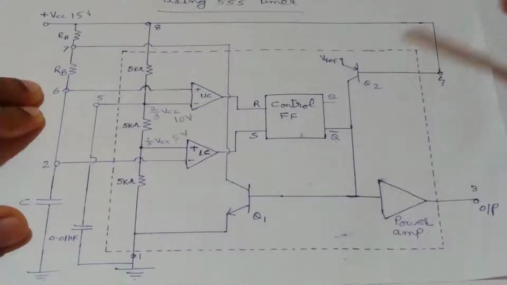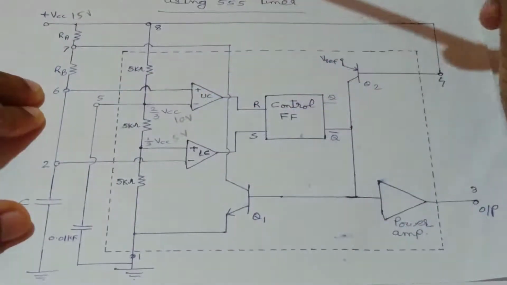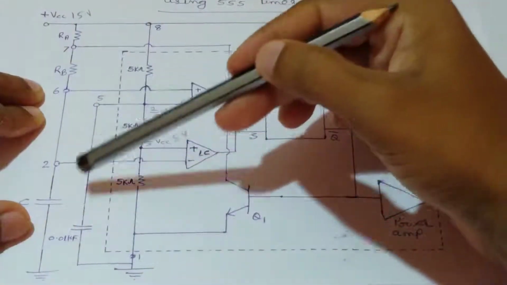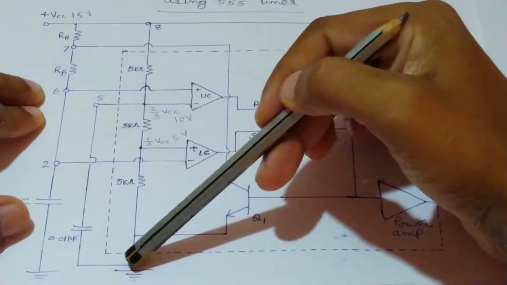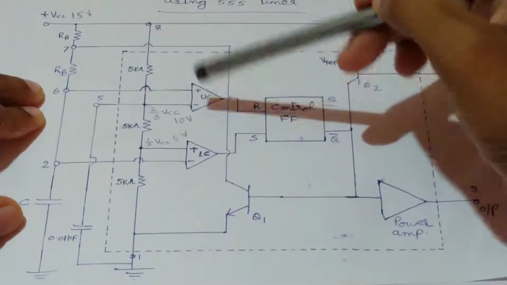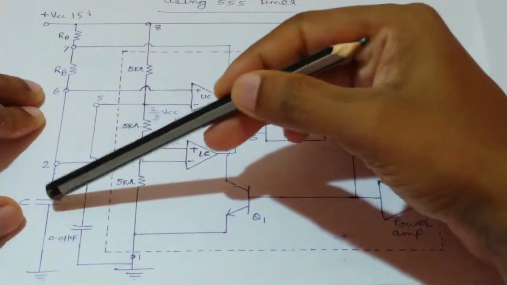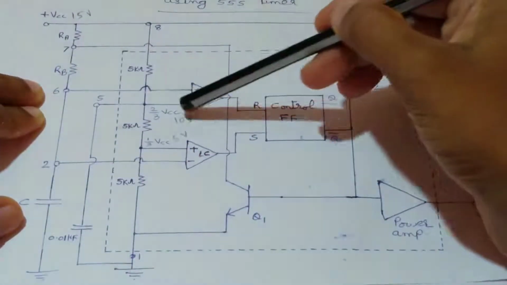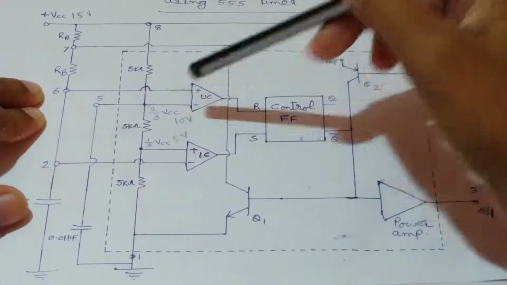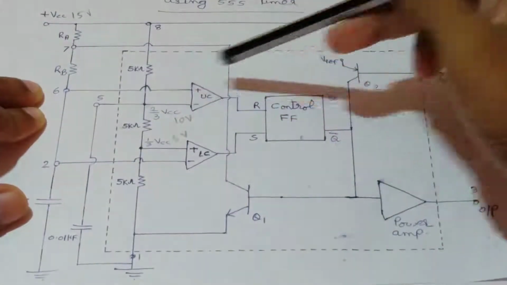Then when we consider a normal Astable Multivibrator circuit, in that the fifth pin was connected to ground through 0.01 microfarad capacitor, and in that case the upper comparator triggers when the voltage across the capacitor goes slightly greater than this 2/3 VCC voltage or this 10 volt. Okay, and the output changes from its high state to low state.